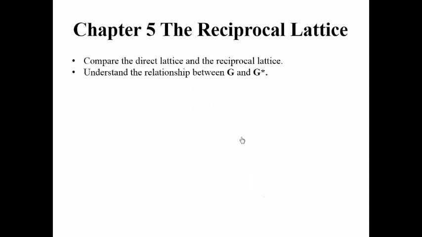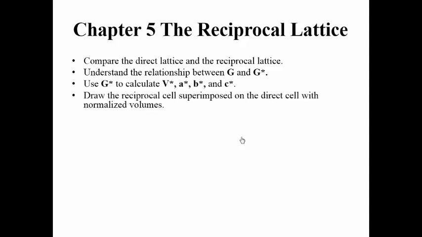So in this chapter we're going to compare the direct lattice and the reciprocal lattice and understand the relationship between G and G star. And we're going to calculate properties of the reciprocal lattice, so we can use our G star to calculate A star, B star, and C star. Now we're going to draw the reciprocal cell superimposed upon the direct cell, and that's what our starter program is going to be. The volumes will be normalized, and we'll see why that is the case.